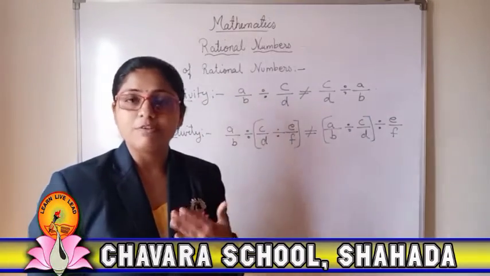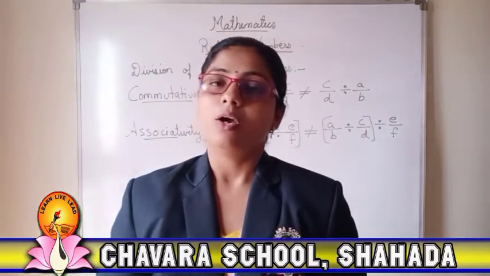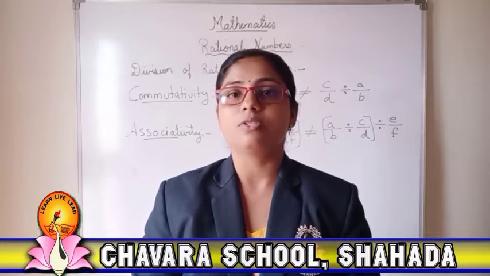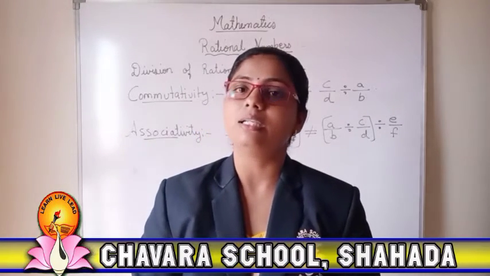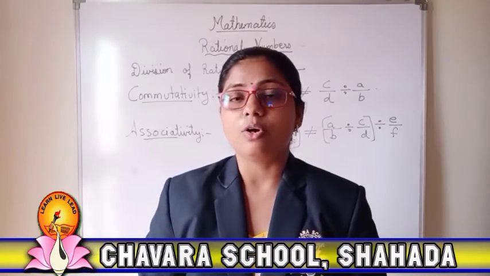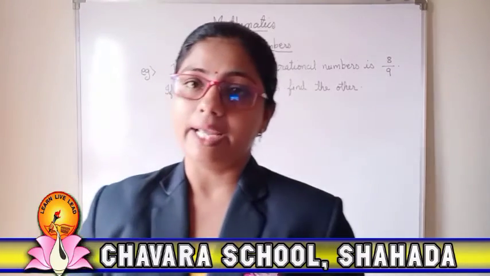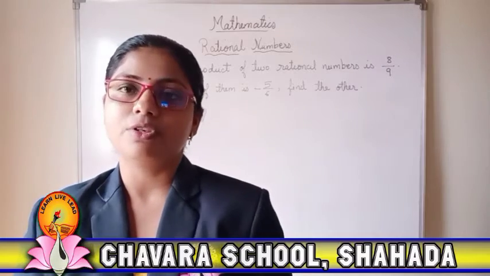The next, fifth, is existence of identity for division. It does not exist. In the same way, the existence of inverse is also not there in division. So this was about the division of rational numbers. So let us solve one example of division of rational numbers.